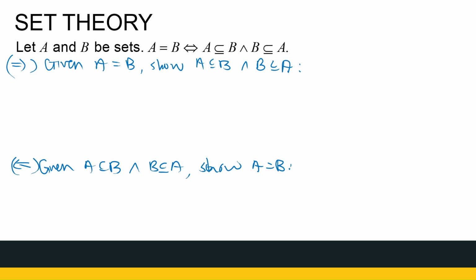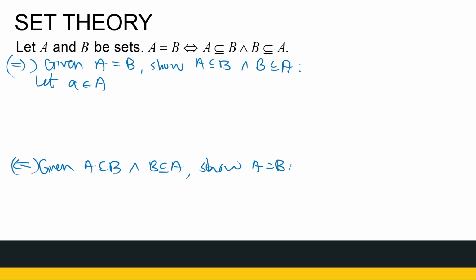So in the first direction, we say given A is equal to B. Now we want to show a subset concept. Now we know the definition of a subset, and the safe place to go is to definitions, to do proofs. So if I want to show that A is a subset of B, I just choose an element of A. Now we want to show that that is also an element of B. Then we can conclude that A is a subset of B.